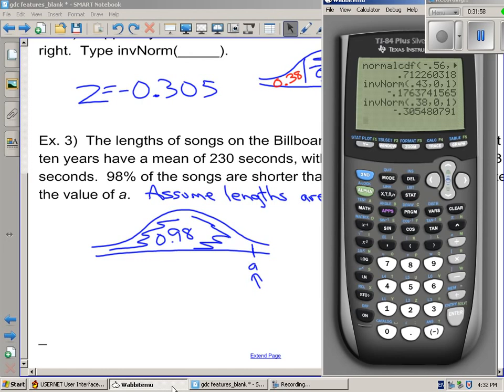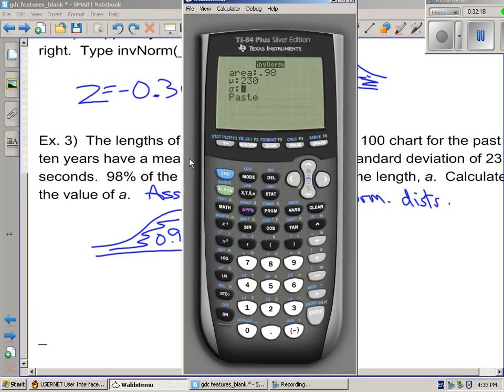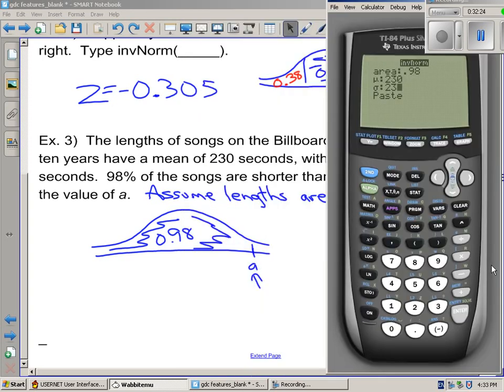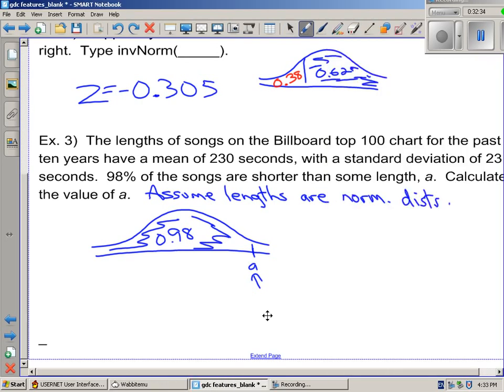Okay, let's see what we get. Second vars, it's an inverse norm. We want an area of 0.98 to the left. Okay, and that's good. It was set up to the left. And now we can just tell it that there's a mean of 230. And there's a standard deviation of, what was it? Of 23. Paste. It tells us that that value of A, or that length of a song, is 277 seconds.